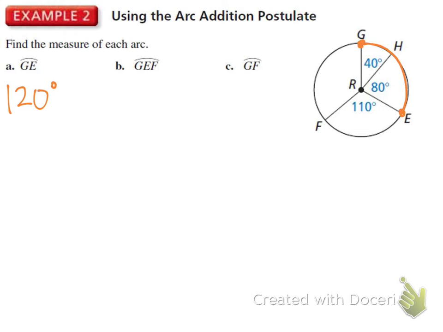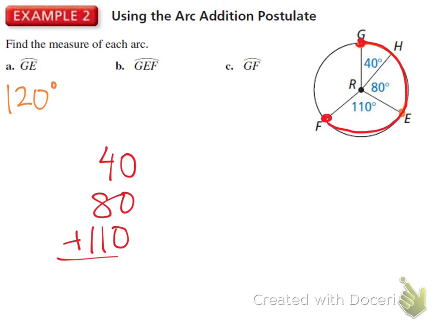All right, G, E, F. So starting at G, going towards E, ending at F. Am I going to go left or right? Right. To the right. G, E, end at F. So to figure this out, we just add 40, 80, 110. What do we get? 230.